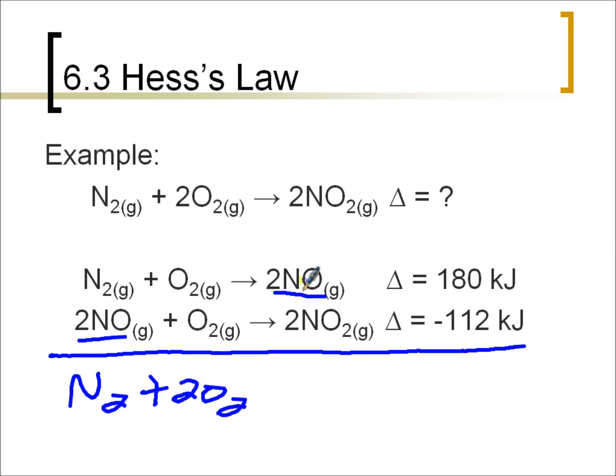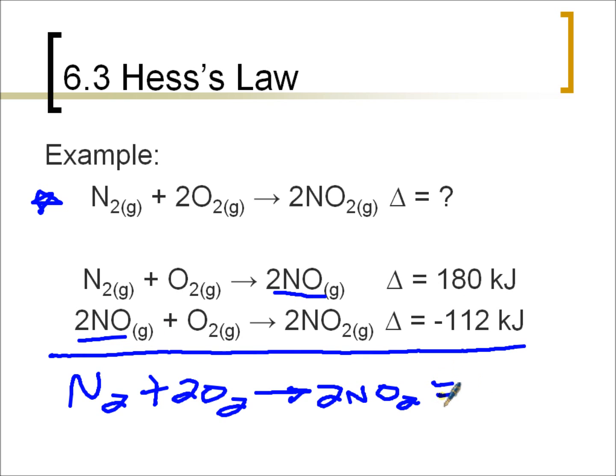I have a 2NO in the product side on the first step and a 2NO in the reactant side in the second step. If I add those up, they're going to cancel each other out, so they will not be in the final answer. Then I'm going to carry down the 2NO2. When I added these two steps together, it looks exactly like the one that's up here. Since I can add these two together, I can also add their delta H's from each step.